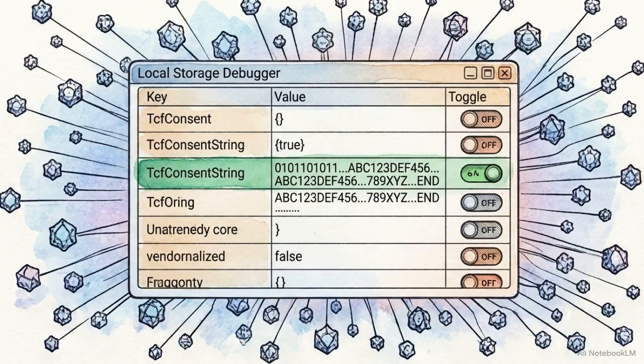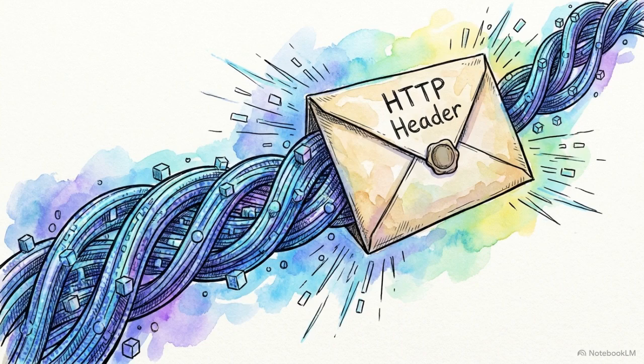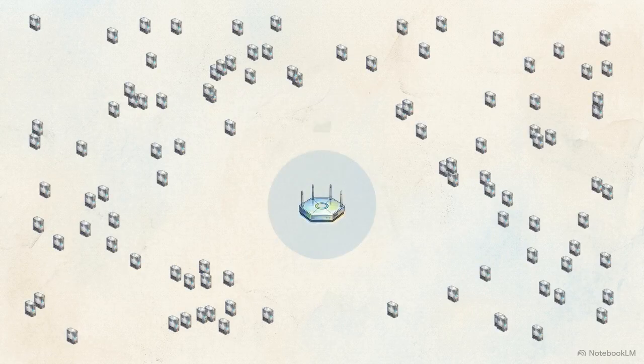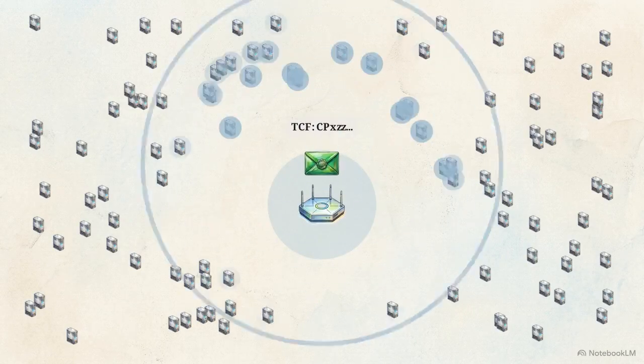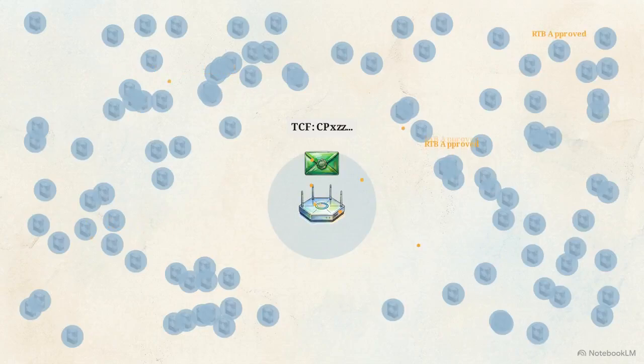The artifact's About Ad Settings section identifies the specific local storage key responsible for this signal, the CookieBot TCF consent string. This Boolean array of user preferences is base64 encoded into a standardized, machine-readable string. This diagram shows the broadcast phase. The encoded string is attached to the HTTP header and fired into the programmatic advertising ecosystem.